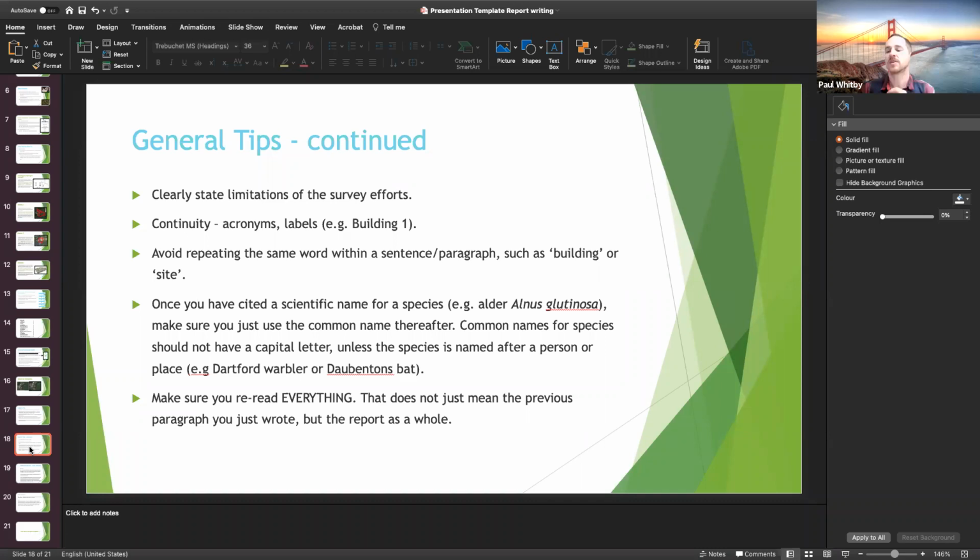And importantly, make sure you reread everything. That doesn't just mean rereading the sentence or the paragraph you've just written, but once you've completed your report, go back to the very beginning, maybe even put the report to one side for a little while, so it's not too fresh, and come back to it and read it from start to finish. That way you'll see how the report flows, and you'll also be able to identify where you might have repeated yourself.